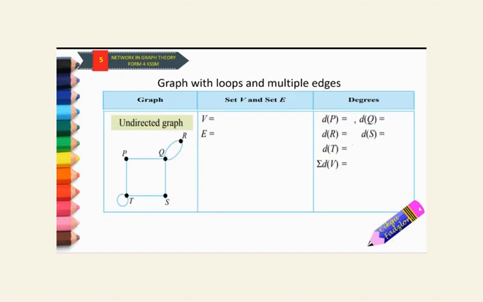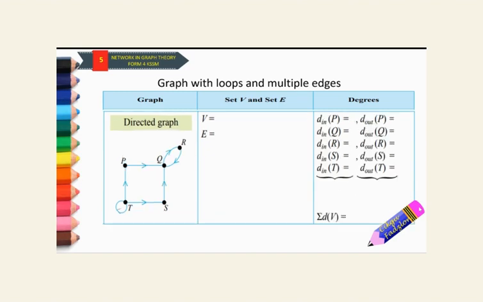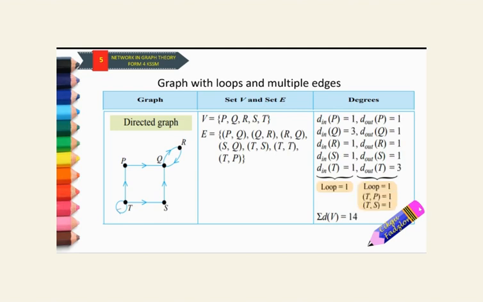For undirected graph with loops and multiple edges, we can also calculate the list of vertices and the set of edges, and we can also calculate the degrees. How about directed graph with loops and multiple edges? Look at the directions of the edge, and then we can list the set of vertices and edges and calculate the degrees of all the vertices.